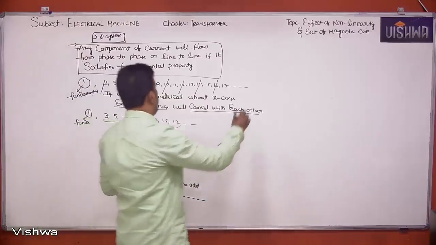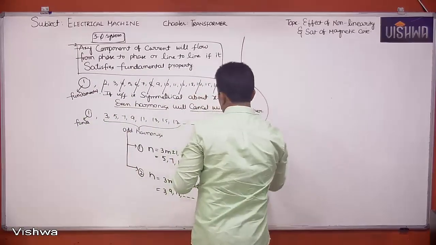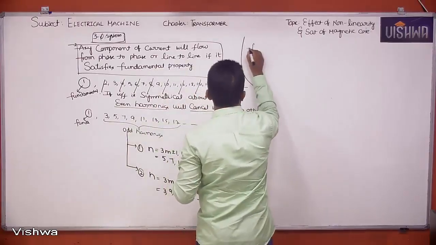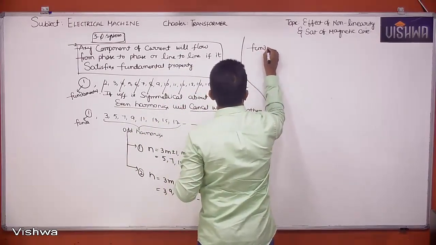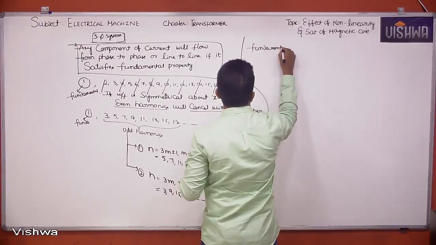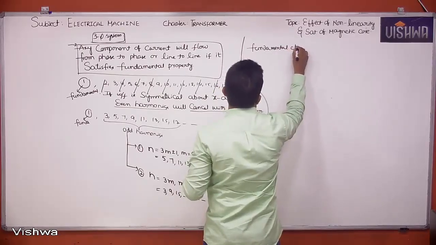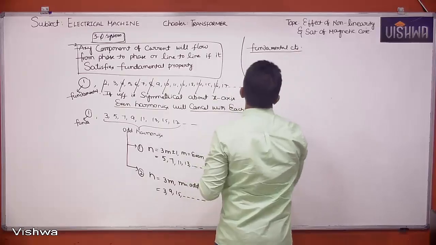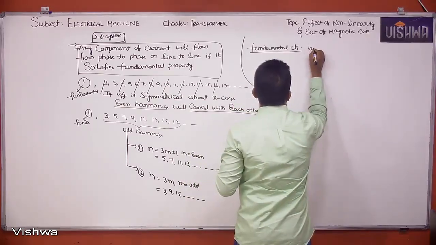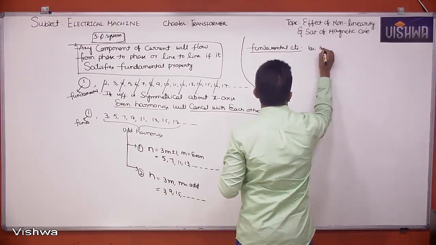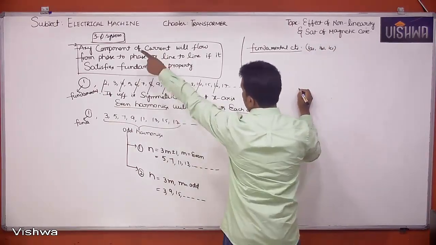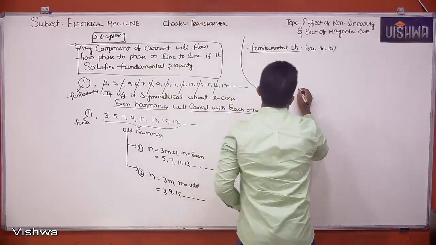Before that, let me take the fundamental currents first. I'll take IA1, IB1 and IC1. These are the fundamental currents, right? In a three-phase system, IA1, IB1, IC1 are the fundamental currents.